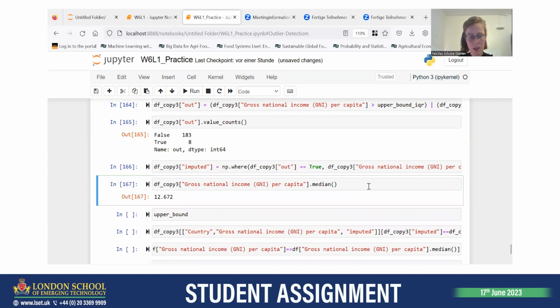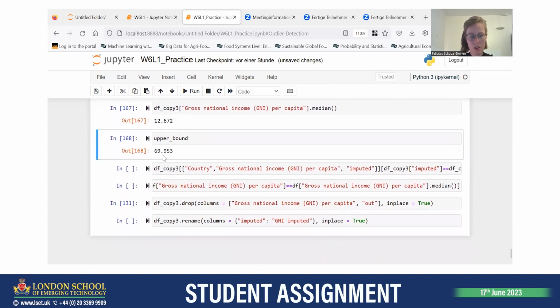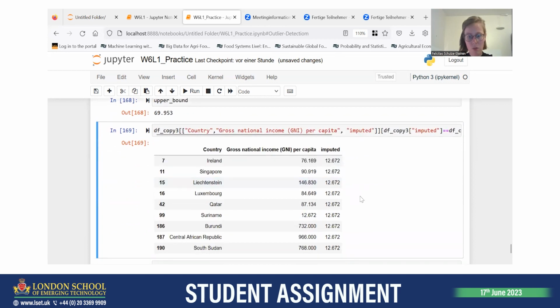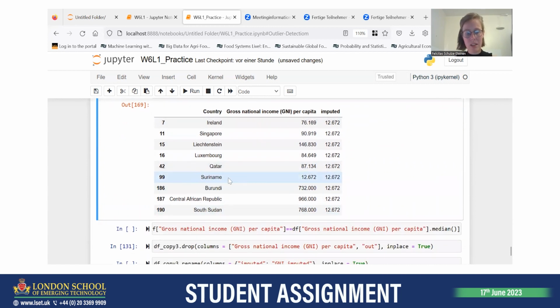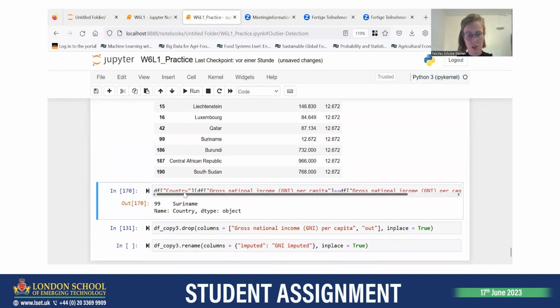Just to make sure that it worked, I will show the median, which is 12.6, and the upper bound, which is 69. So as you can see, the 8 detected outliers are replaced, here in the imputed column, by the median value. Here I just wanted to show that the median actually is Suriname.